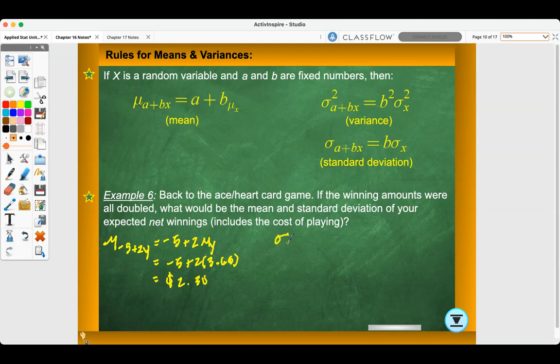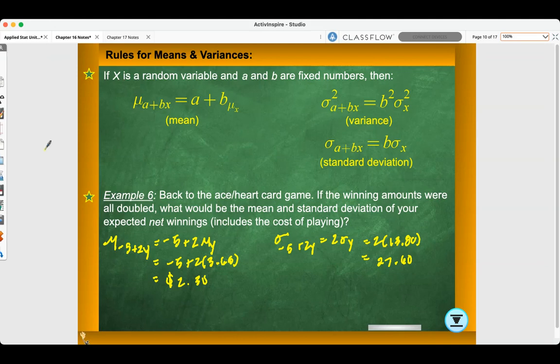My standard deviation of -5 plus 2y would be 2 times my standard deviation of y, which would equal 2 times 13.8, which equals 27.60. So the only thing that affects this is that doubling, because that changes the shape of the curve. However, that -5 just moves it left and right. So it doesn't affect the standard deviation or variance.